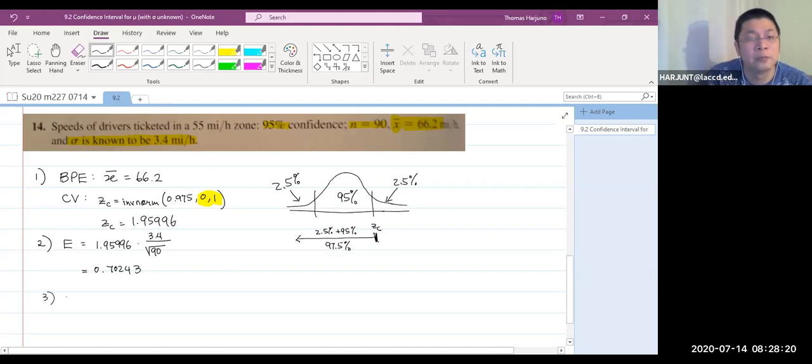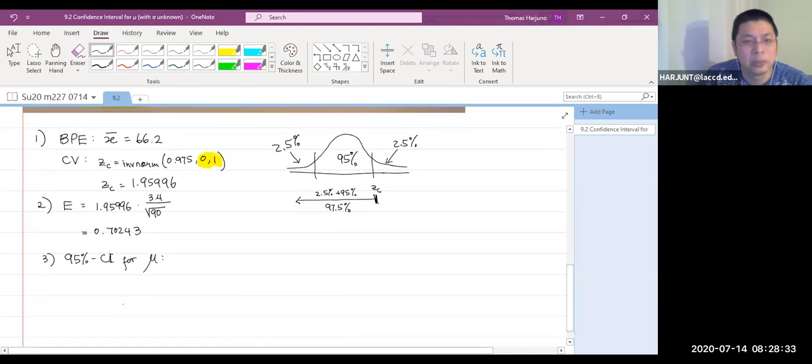Then finally, step 3, declaration: 95% confidence interval for mu. Yes, you can shorten that to CI for confidence interval. That's actually a common practice. CI is equal to best point estimate minus margin of error, less than mu, less than 66.2 plus 0.70243. Let me check here.